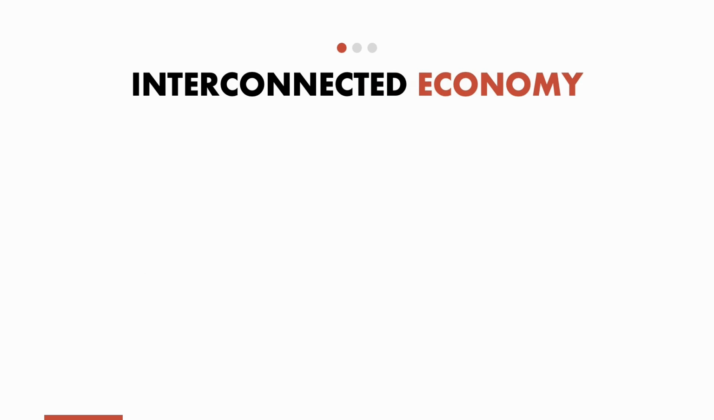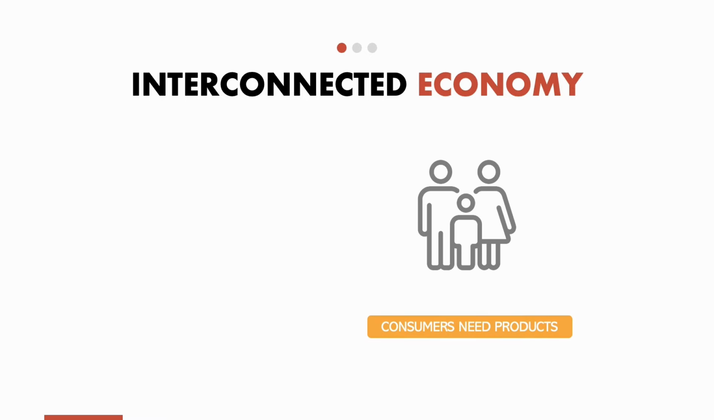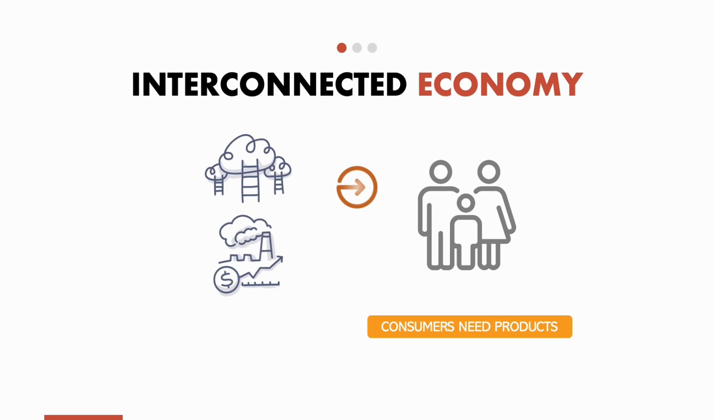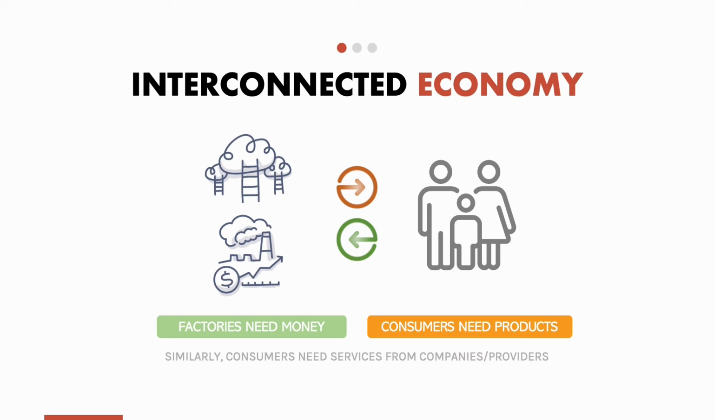So there are various components that interact within the economy. Consumers need products, for example, television, and a company like Samsung will manufacture them to sell them to customers, and in return, they get money. So services are sold the same way to customers.